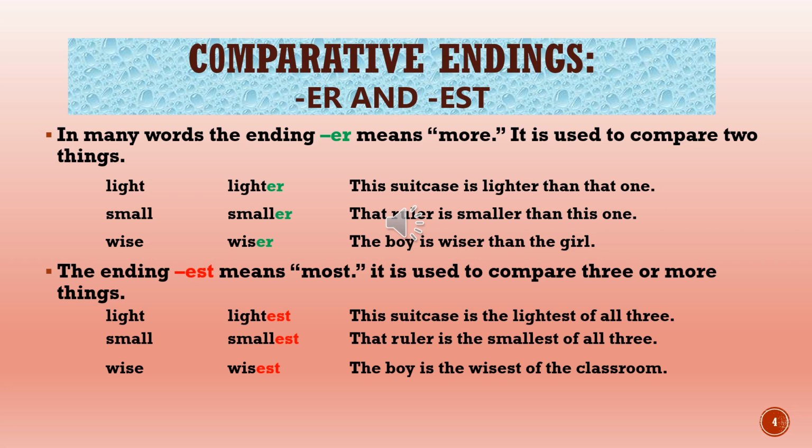It's small, it's smaller. You add ER. Now you are going to compare that ruler. It's smaller than this one. Smaller than. The next one, wise, wiser. The boy is wiser than the girl. Let's move to the next step.